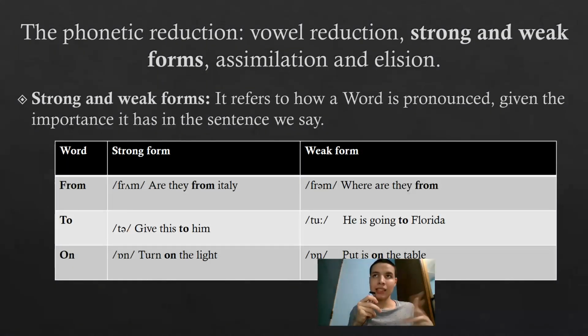Now, let's see the strong and weak forms. Strong and weak forms refer to how a word is pronounced given the importance it has in the sentence we say. Here we have three examples with the words from, to, and on. Let's see the first example. Are they from Italy? Were they from Italy? It's different, the importance it has in the sentence.